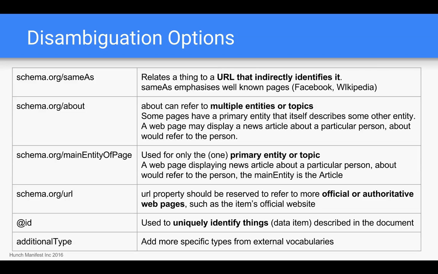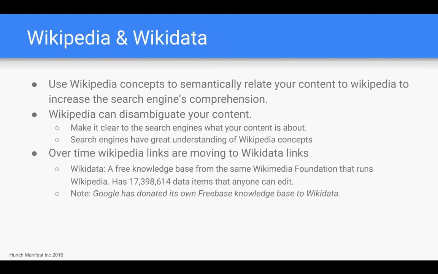The additional type is another way in which you can further declare the type of concept that you're trying to describe. I'll show an example of that in a moment.